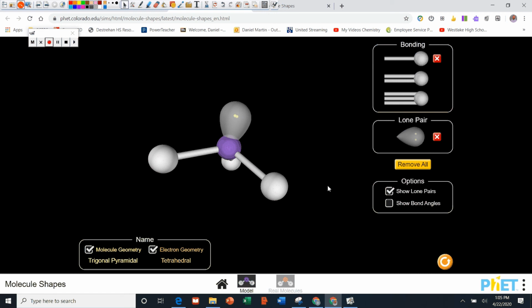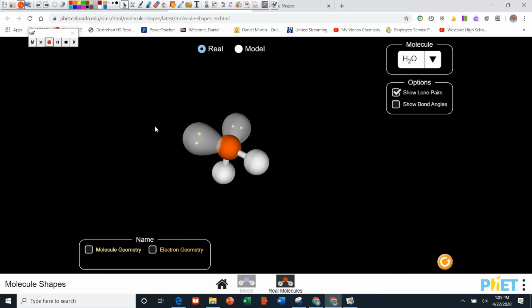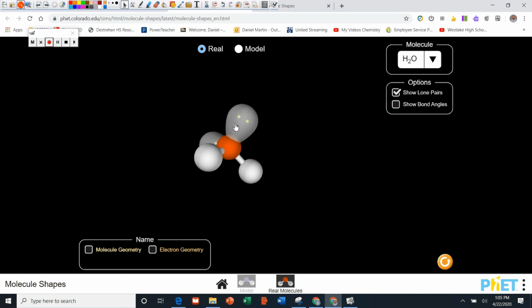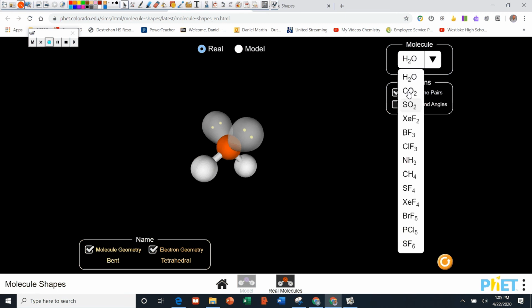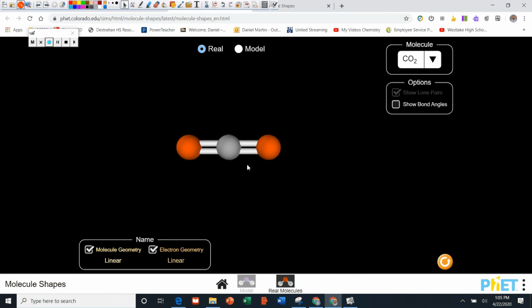So there are a lot of different things. Also, you can see the bond angles and all of that. Now, I'm going to click on the real molecules. This we can say is an example of water. Water electronically is tetrahedral, and the molecule is bent. We can see several of these that we're being asked to do, their shapes and all of that.